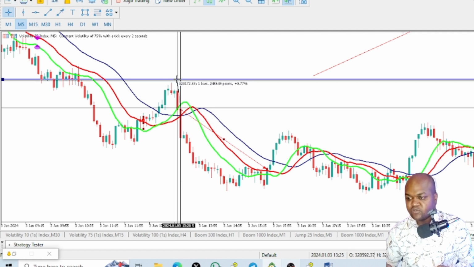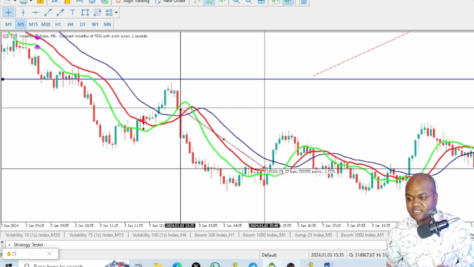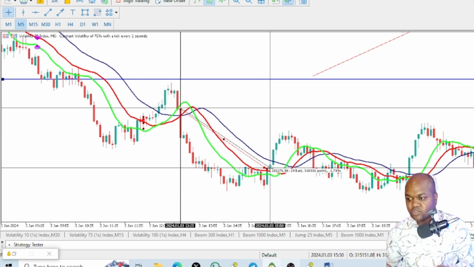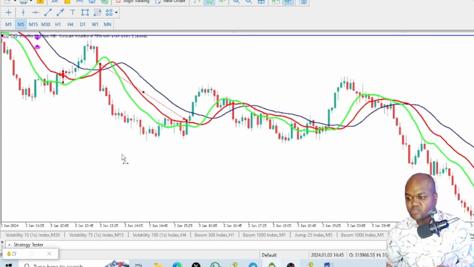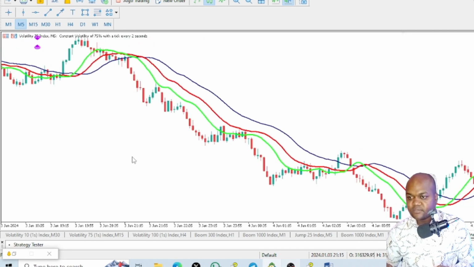Here, the disadvantage of using this strategy is that we don't have a fixed risk to reward ratio. And we can see here price, then here we're going to close. So it was a winning trade. Then let's look at another example.